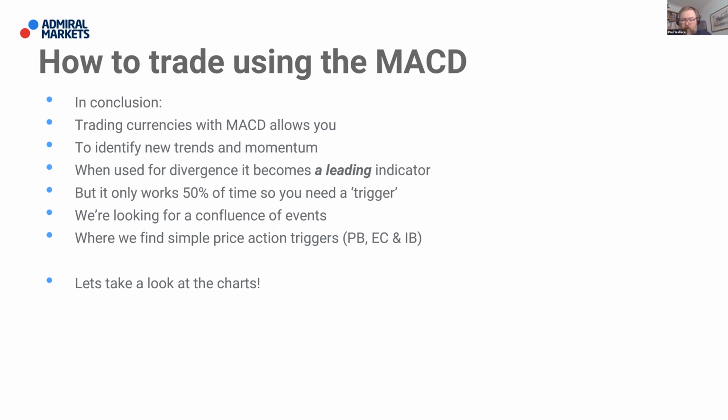We can use simple price action triggers like pin bars, engulfing candles, inside bars, key reversals, trend line breaks, breaks of lines of support and resistance, lower time frame moves, and things like signal line crossovers. But when we use it as divergence, it becomes a leading indicator, and that's my particular preferential way to utilize it.